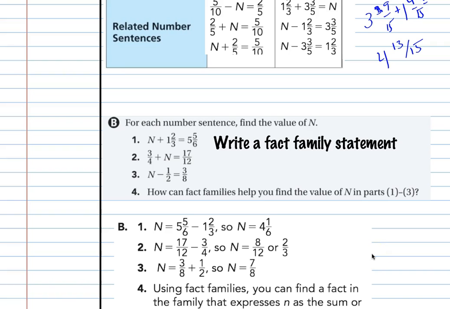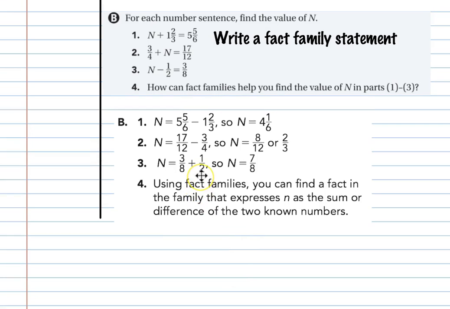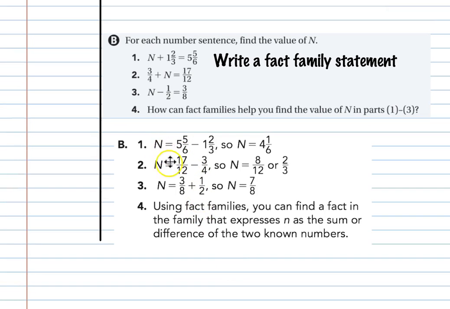Part B, for each question, write a number sentence. So here are my different number sentences. They're rearranged so that it's n equals something. So they rewrote this so that it's equal to n. Instead of it being an addition, it becomes subtraction. n equals 4 1/6. And number 2, n equals 17/12 minus 3/4. Again, they just rearranged this. They subtracted 3/4 and moved it to this side. So n equals 2/3. I know it says 8/12, but if you can reduce it, you want this one more than that one. And number 3 is n equals 3/8 plus 1/2, so n equals 7/8.